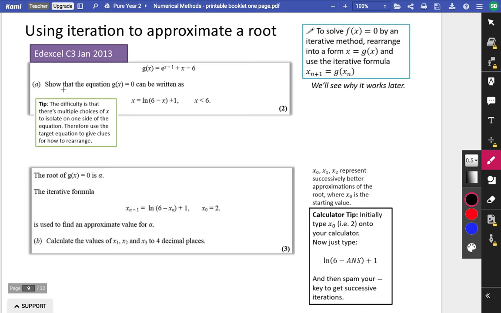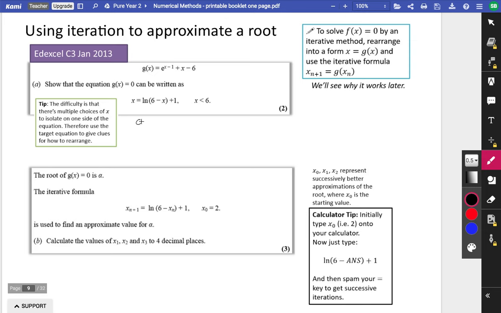First one that I've got here is we are trying to find out if we can come up with an iterative formula that we have here, from this one to be transformed into this one that we've got written. So the tip with this kind of thing is that there's many different ways you could possibly make x the subject. So the best thing to do is to look at the target equation and see if that can give you any clues how to rearrange.